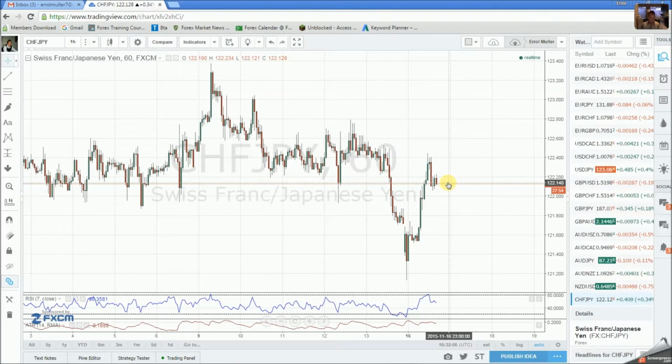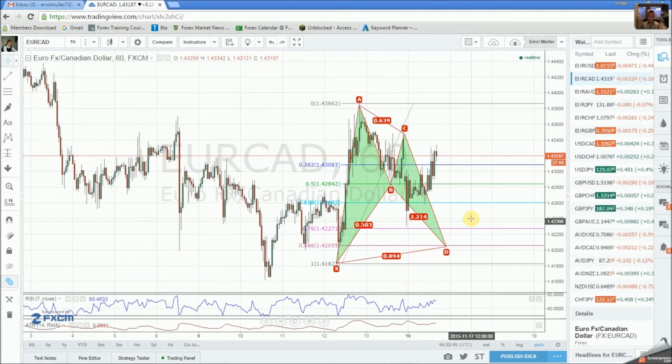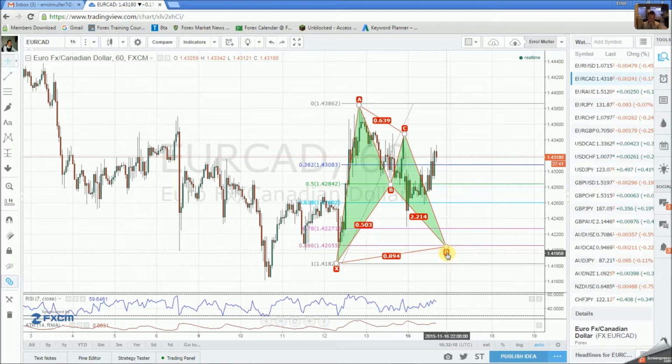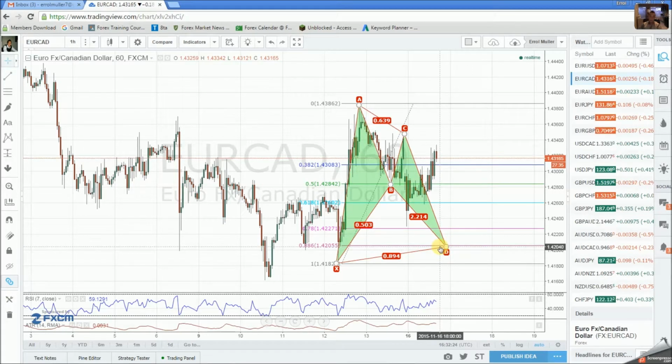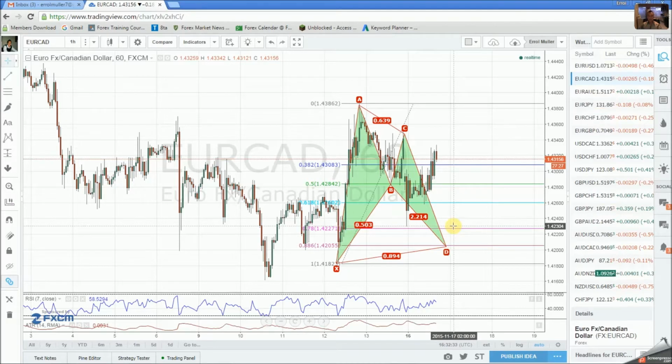So first off, let's start with EuroCAD. On the EuroCAD, we've got a possible bat pattern setting up here, a bullish bat pattern. What we need to see is a delay completion around about the 886, which will give you a 1.420s level around about here, which will give us a nice bullish bat pattern setup on EuroCAD.